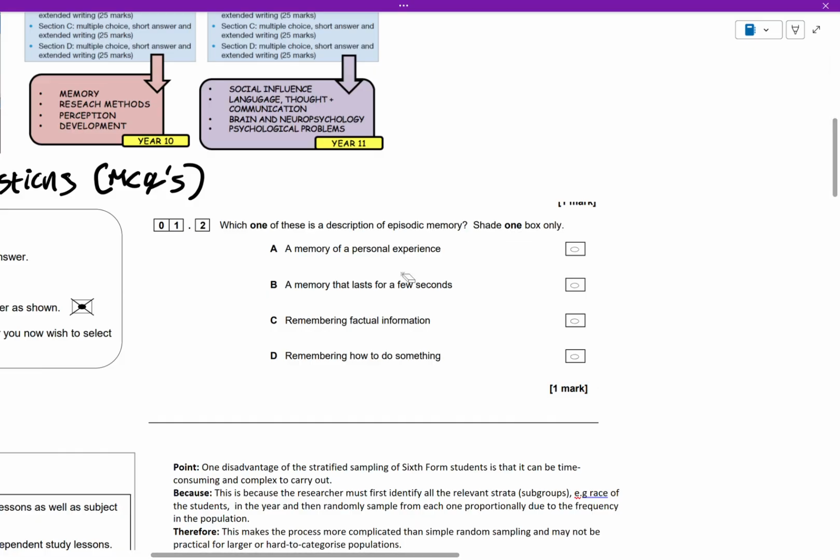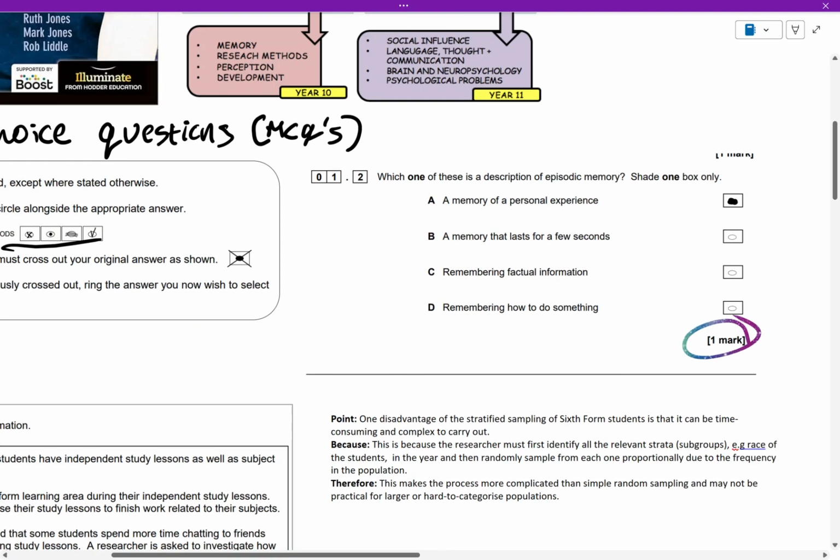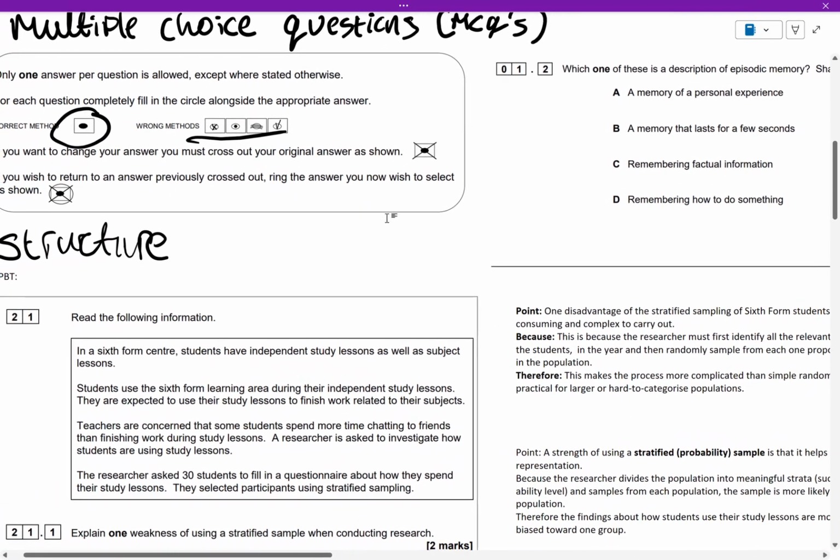You can also have 2 mark questions, so it can be shade 2 boxes only, but in this case it's only 1. So the answer to this question is A, a memory of a personal experience. So we will shade it in just like that, and that's perfect. And that is the correct answer. That'll be 1 mark added to your total. Bosh.